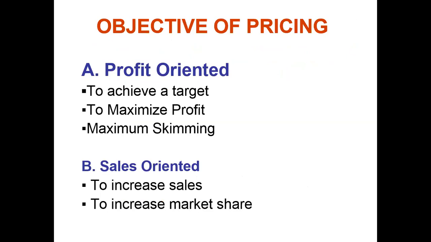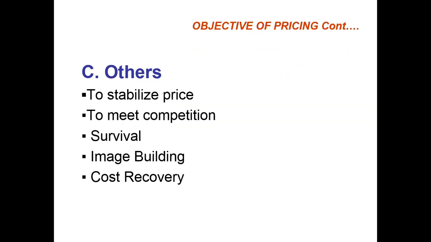The next section we deal with is the various objectives of pricing. The objectives of pricing can be categorized as: number one is profit oriented, second is sales oriented, and the third one is others.